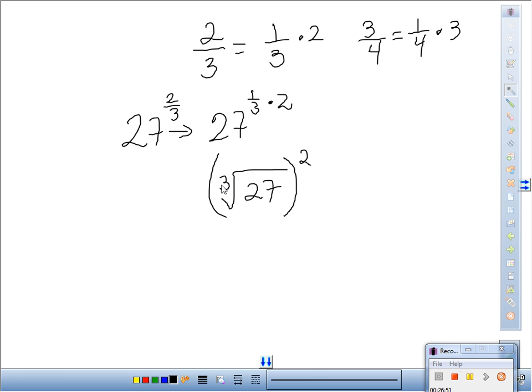So this becomes, let's see, what is cube root of 27? Isn't it 3 times 3 times 3? So this is 3 to the second, which becomes what? Which becomes 9. 3 squared becomes 9. Copy that, and so you're done.